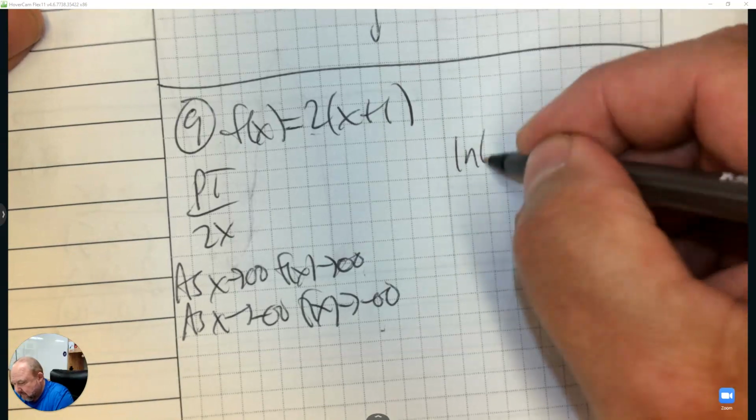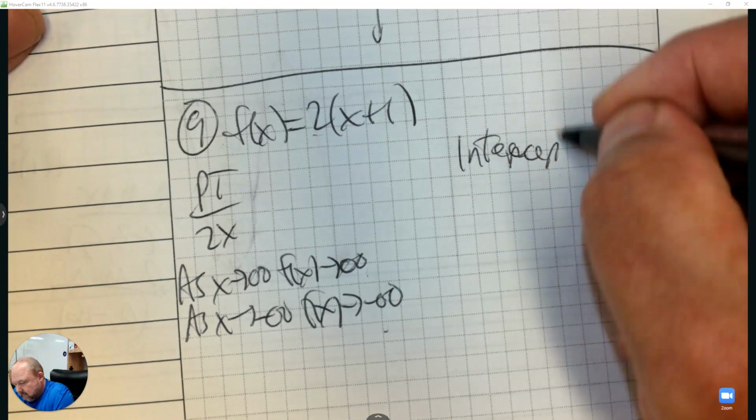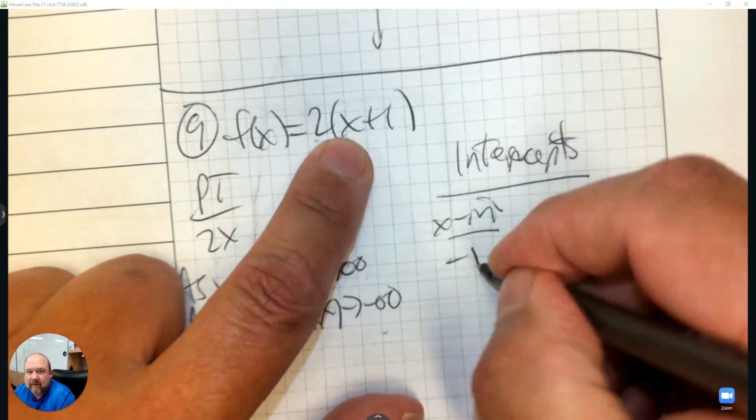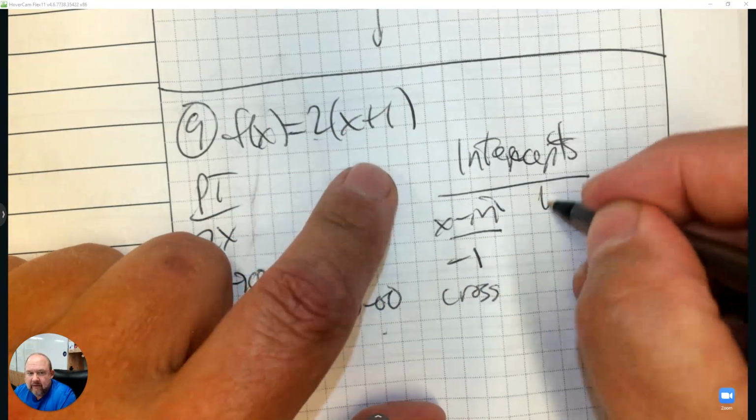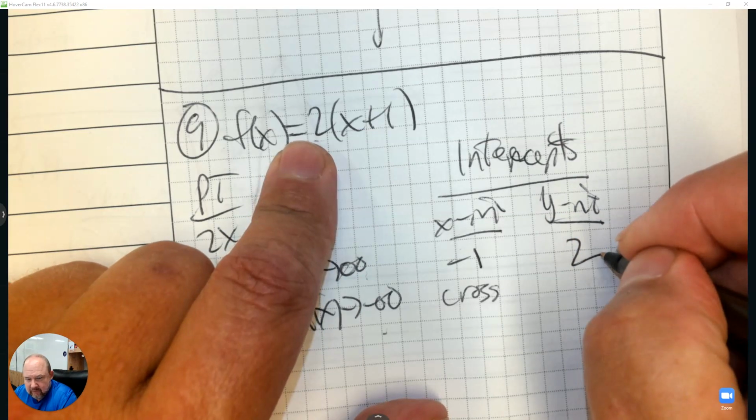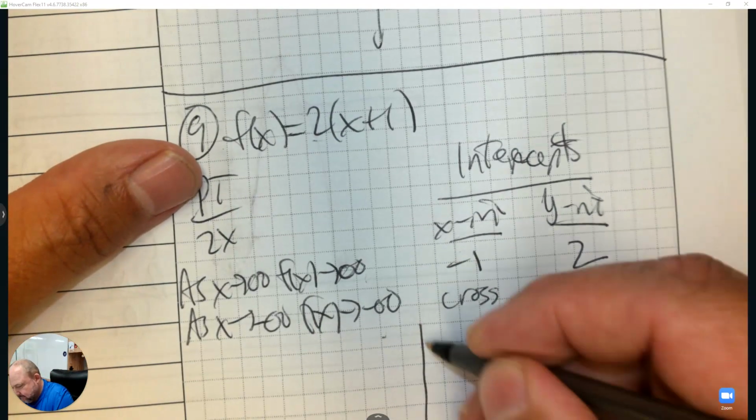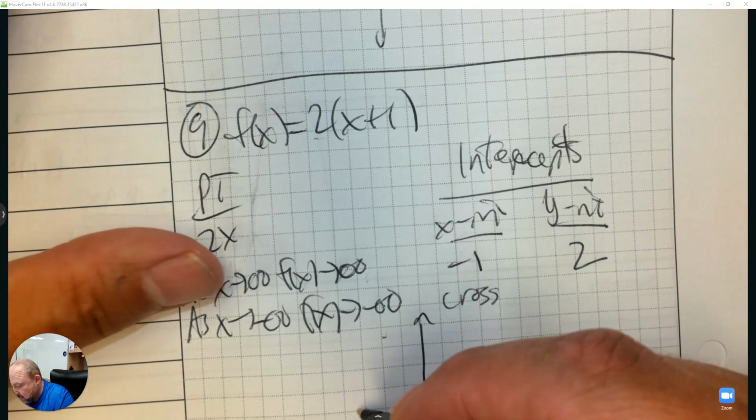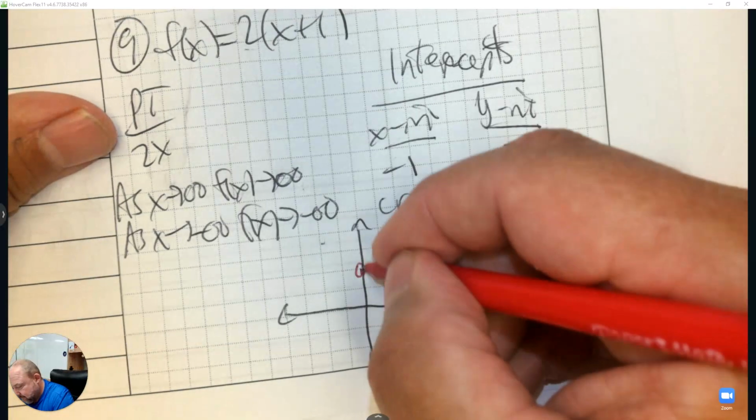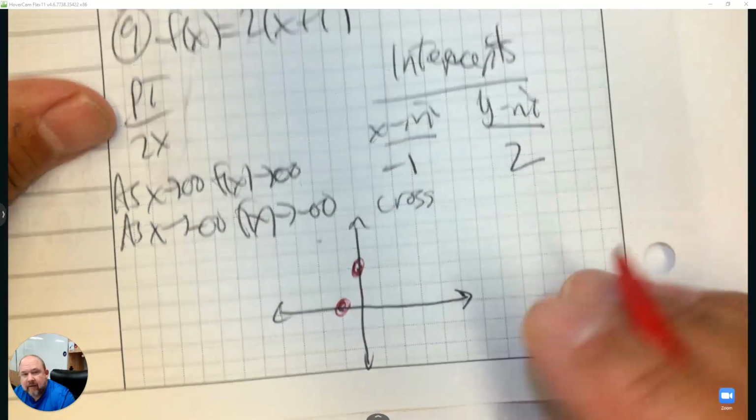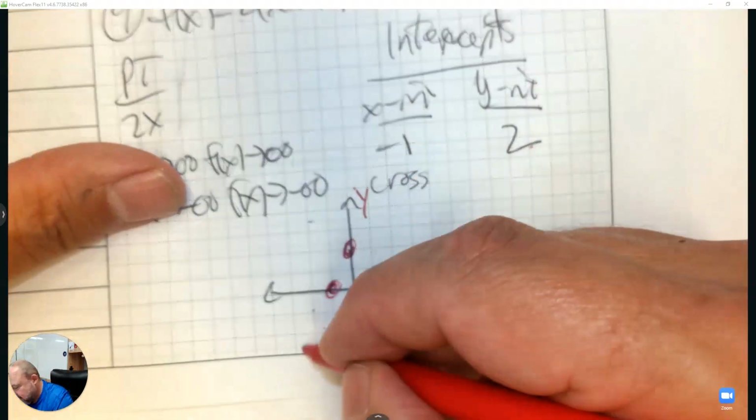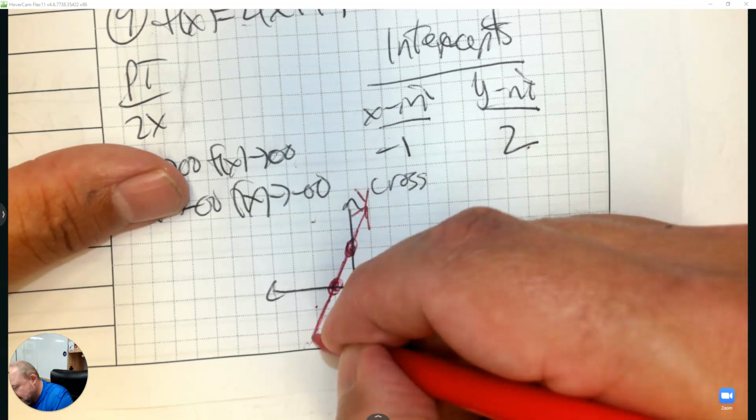The intercepts. The x-intercept is at negative 1 and has an odd exponent, so it crosses. The y-intercept, if I plug in 0, 0 plus 1 is 1 times 2 is 2. And that's all we need. If you look carefully, there's no curves to this one because it's a line. So we have the y-intercept, the x-intercept. It crosses up to the right and down to the left.